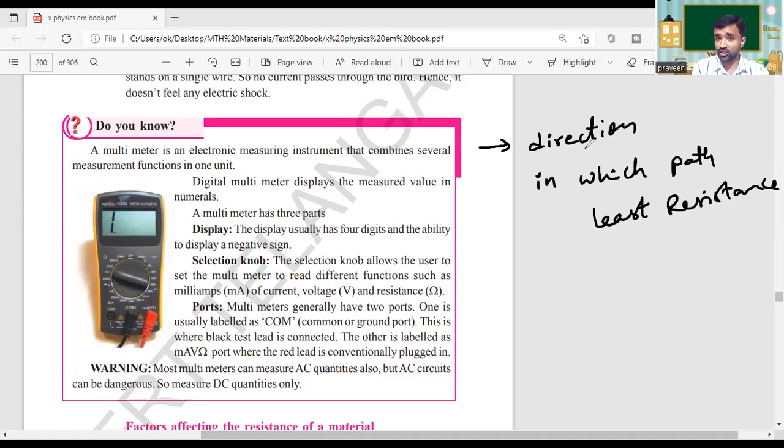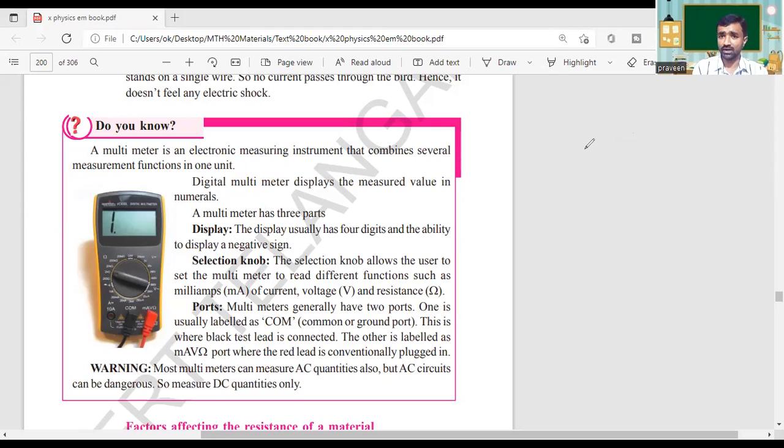Through whichever part of your body offers the lowest resistance, in that path the current can pass into the ground through your body. So that is all about electric shock here. It is the combined effect of resistance, voltage, and current. Now we are discussing the factors which are affecting the resistance.